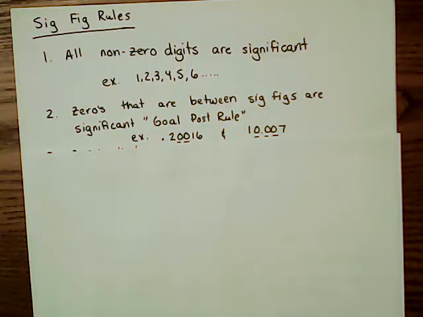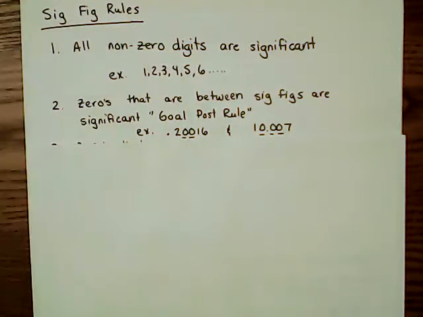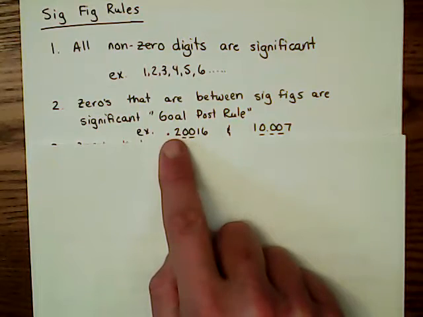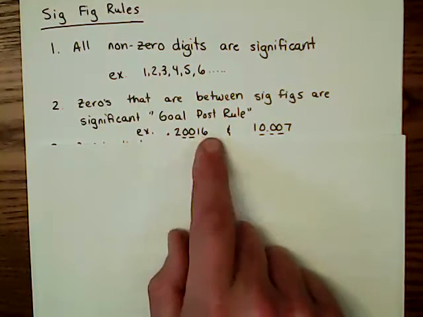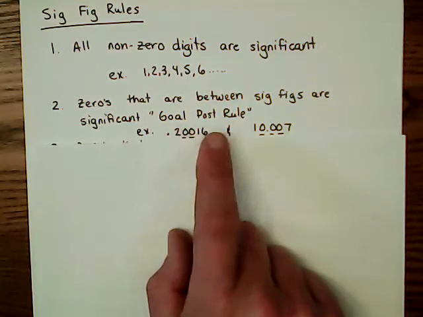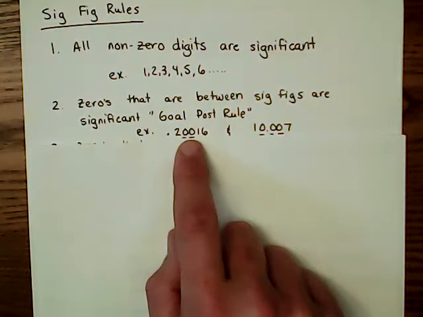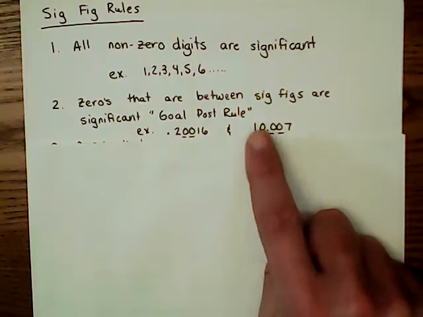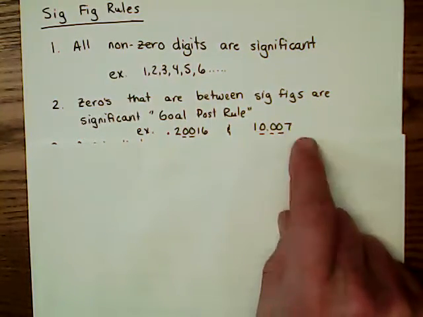Rule 2 is the goalpost rule. Zeros that are between sig figs are significant. I refer to this as a goalpost rule. I've given you two examples here. You can see that the zeros in this example here are between sig figs. Remember, the sig figs don't have to be touching the zeros. As long as there's a sig fig to the left and a sig fig to the right, everything in between is also significant. Another example here, all three of these zeros fall under the goalpost rule because there are sig figs on both sides.